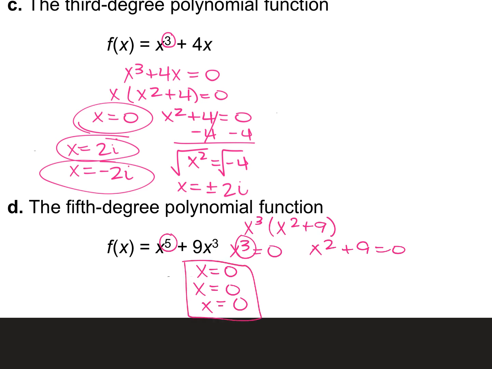Then with the x squared plus 9 is equal to 0, move your 9 over, subtracting it from both sides. You get x squared is equal to negative 9. Take the square root of both sides, and you have x is equal to plus or minus 3i. So again, those are two solutions as well.